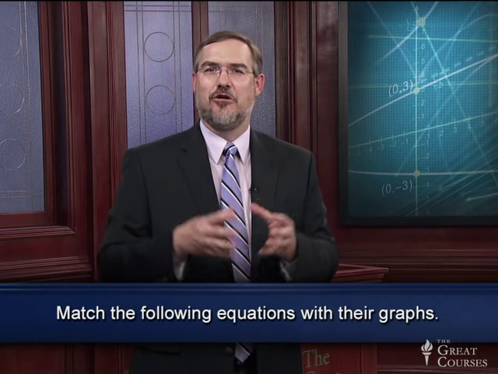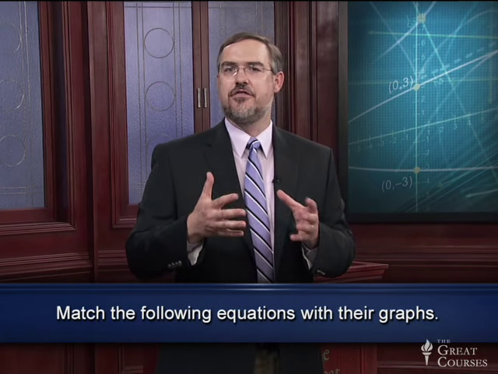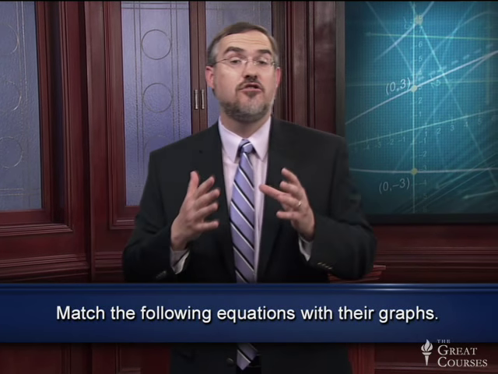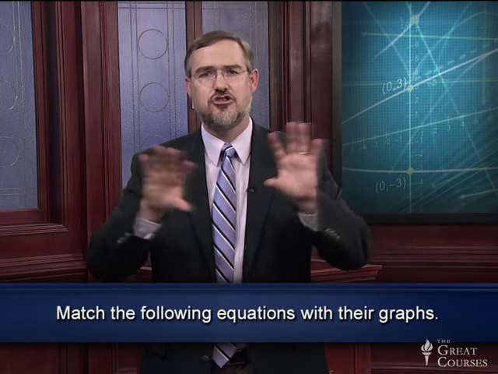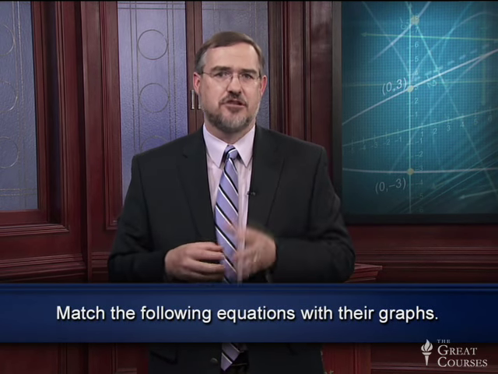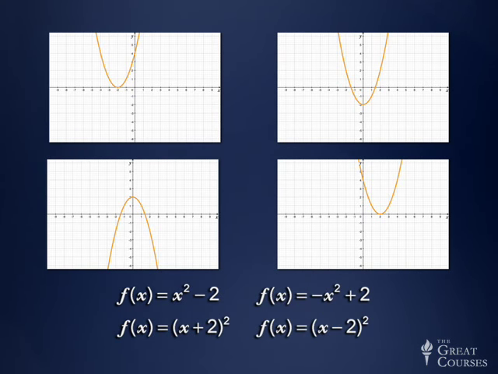But to close out this lesson, I want us to take a quick quiz. So here's the quiz, and then we'll go ahead and be done. I want you to match the equations below with their graphs. So I'm going to give you 4 equations to close out the lesson, and you're going to self-quiz to see if you can match those equations with their graphs. Here we go. We're going to have f of x equals x squared minus 2, f of x equals negative x squared plus 2, f of x equals (x minus 2) whole thing squared, and f of x equals (x plus 2) whole thing squared.